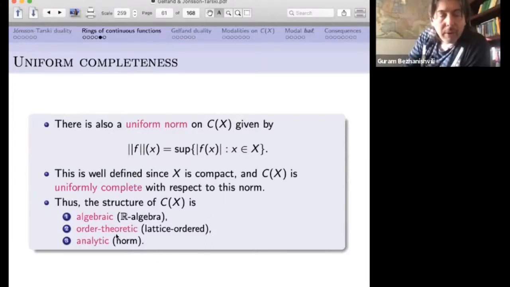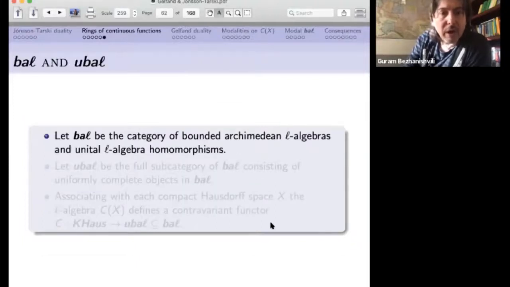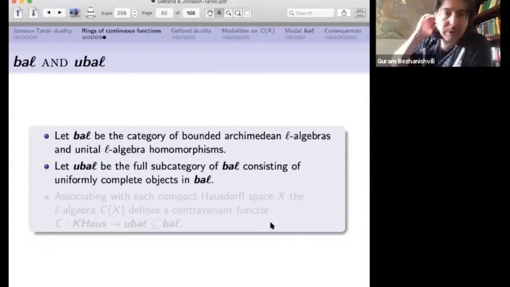And so the structure on C of X is, on the one hand, algebraic, and so these are R algebras. On the other hand, it's order theoretic. And then finally, we also have this norm. And so this is the structure that we will be working with. So these are our two main categories: the category of bounded Archimedean L algebras and its subcategory consisting of these uniformly complete objects.